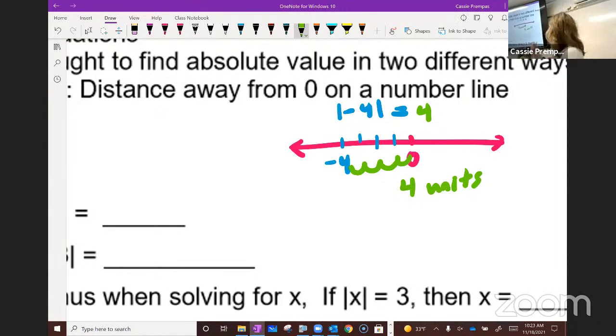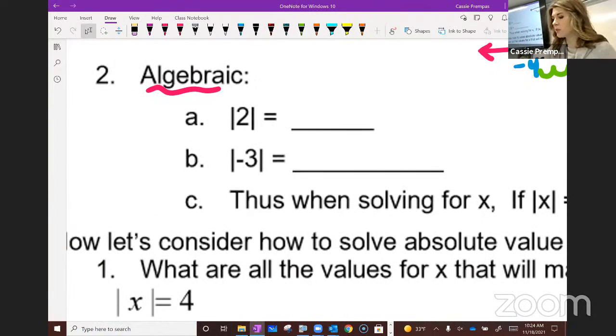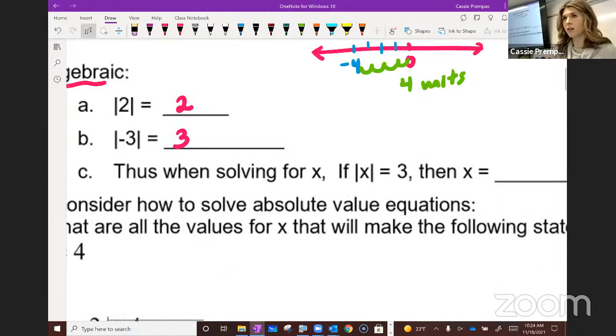That's the actual definition of absolute value. After you understood that well, we could just transfer, and probably your algebra teacher told you, hey, do you notice that if it's a negative number inside of the absolute value, you're just going to make the result positive? That's usually how we start to get accustomed to it. So let's go ahead and answer the algebraic way. What is the absolute value of 2? 2. What's the absolute value of -3? 3.